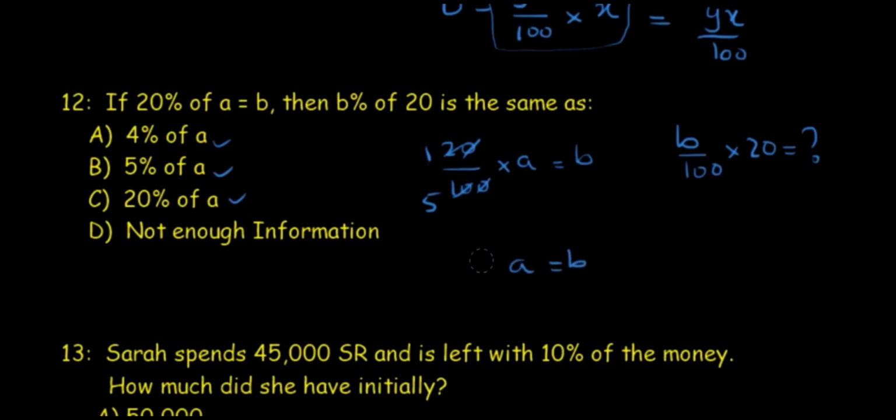Oh, 1 over 5. It's in the denominator. 1 over 5, A equals B. Done? Now that's the final thing that I got, but they're not interested in B, they're saying B%, which means over 100. So I'll say over 100, because I divided by 100 on the right-hand side, I have to divide by 100 on the left-hand side as well.